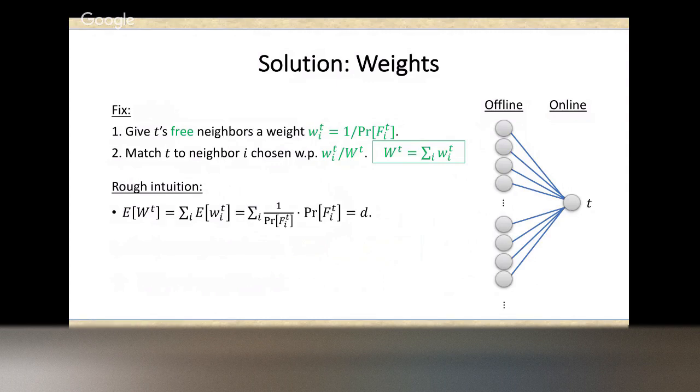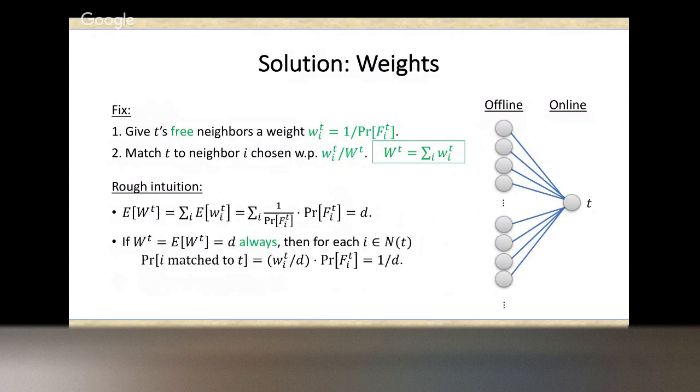So a quick moment of suspension of disbelief. If the sum of the weights were exactly its expectation, then for every neighbor of T, the probability of this neighbor I being matched to T is exactly its weight over D times the probability that it wasn't matched before, which would be exactly 1 over D. Of course, assuming that the random variable is always its expectation is a bit of a stretch, so let's see what we should actually be saying here.